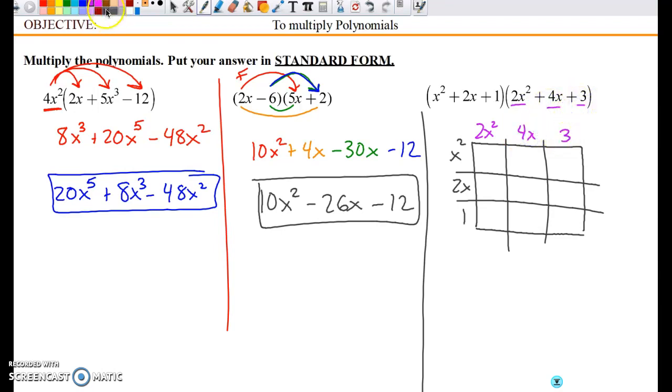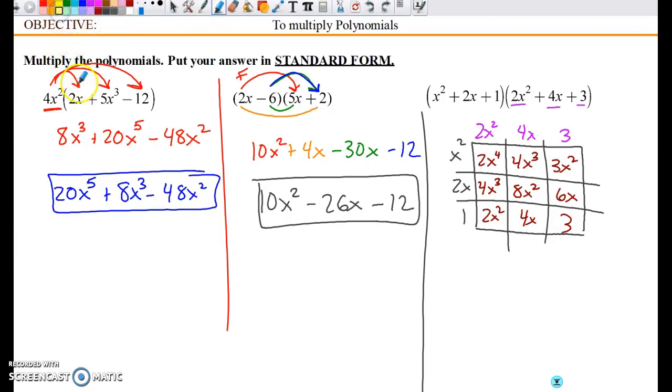Now I just multiply row by column. X squared times 2x squared is 2x to the fourth. X squared times 4x is 4x to the third. 3 times x squared is 3x squared. 2 times 2, 4x to the third. 2x times 4x makes 8x squared. 2x times 3 is 6x. 1 times 2x squared, 2x squared. 1 times 4x is 4x. 1 times 3 is 3. Whew, that's a lot of stuff.